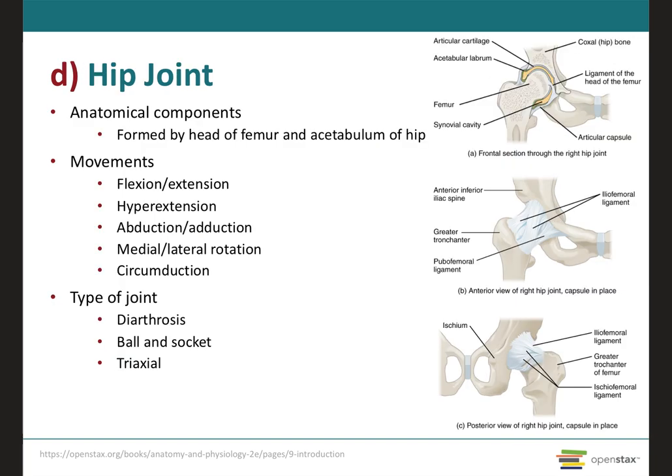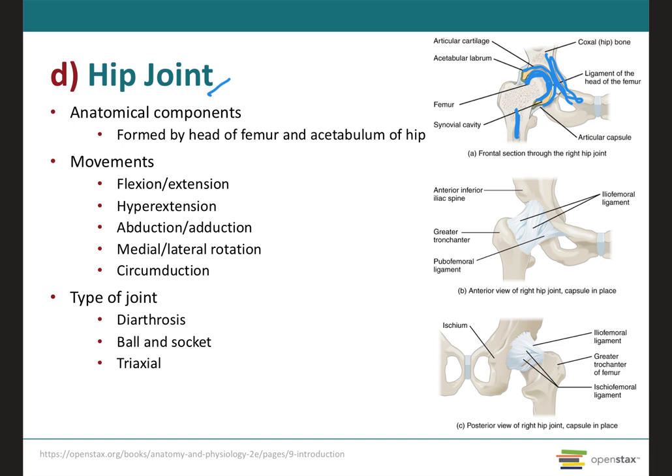Next, we have the hip joint, which is going to be formed by two bones. This would be the femur and the coxal bone right over here. With regards to the bone features, you're going to have the head of the femur, which will articulate with the acetabulum, which is this big fossa that is made up of the three bones that form the coxal bone, so the ilium, the ischium, and the pubis.